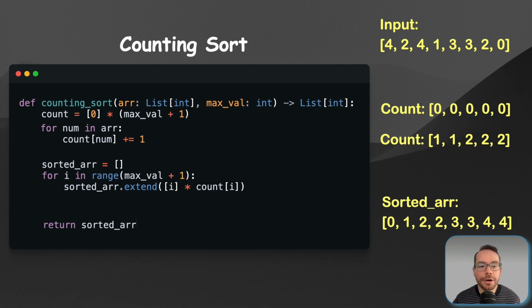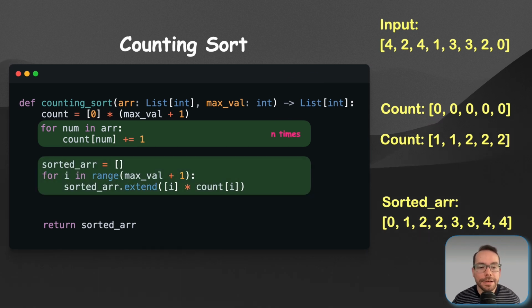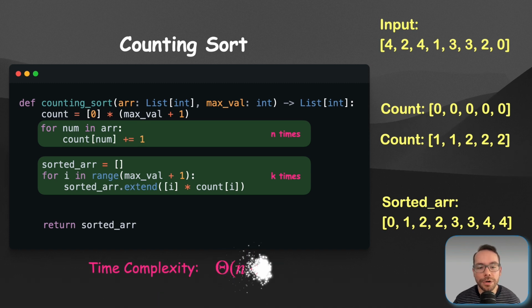As you can see here, we have two loops. The first loop is going to run n times, which is the length of the input array. And then the second for loop is going to run k times, which is the range of the values in that array. So the time complexity of this counting sort is going to be theta of n plus k, which makes it very interesting for certain scenarios.